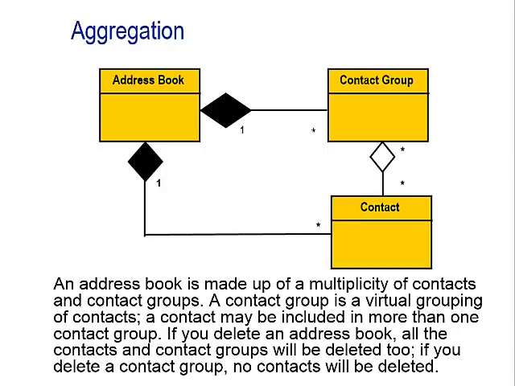So in other words, an address book is made up out of a multiplicity of contacts and contact groups. A contact group is a virtual grouping of contacts. A contact may be included in more than one contact group. That's because of the shared aggregation, which you can see because of the unfilled diamond. So if you delete an address book, all the contacts and contact groups will be deleted too. However, if you delete a contact group, no contacts will be deleted. So you can see again that whether you want to model something using a shared or composite aggregation will highly depend upon your business setting.